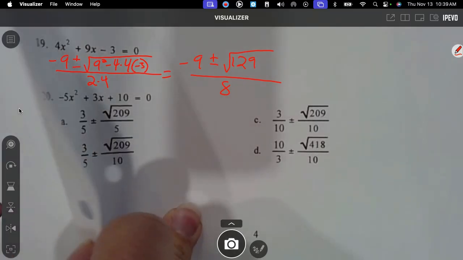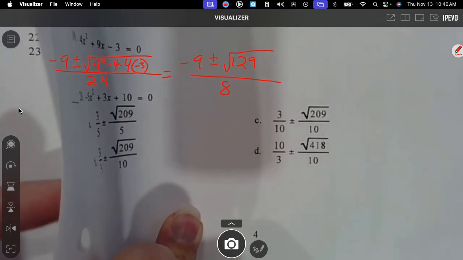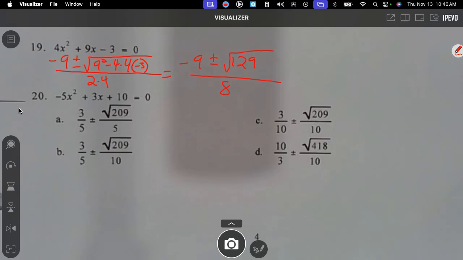I got it too. I'll check it. 19, that's what they got. They left it like that. Okay? Just leave it. Can't square root 129. There is nothing that goes into 129 that's listed. So it's -9 over 8. I would leave it like this.